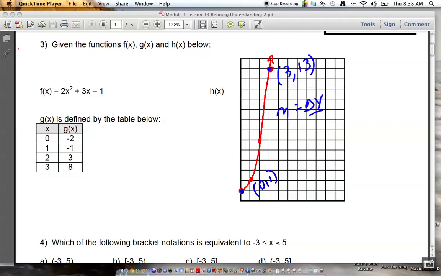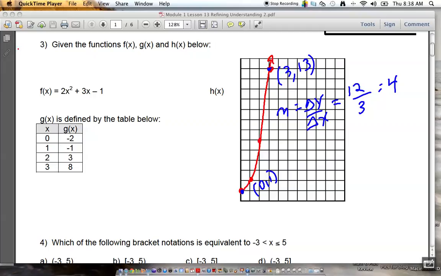Change in y over change in x. If I go from 1 to 13, I went up 12. And if I go from 0 to 3, I went up 3. 12 over 3 is 4. Okay? The key understanding in this particular question is as follows.